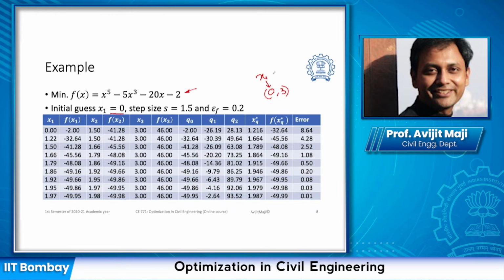If we want to use this 0 and 3, we can easily use that 0 and 3 as x1 and x3, and in between we can select an x2. So to give you a resemblance of that particular method, in this case I have chosen a step size of s equal to 1.5. Now if you look into the 3 points, we are going to get 0, 1.5 and 3, and for the precision I have set it to 0.2.